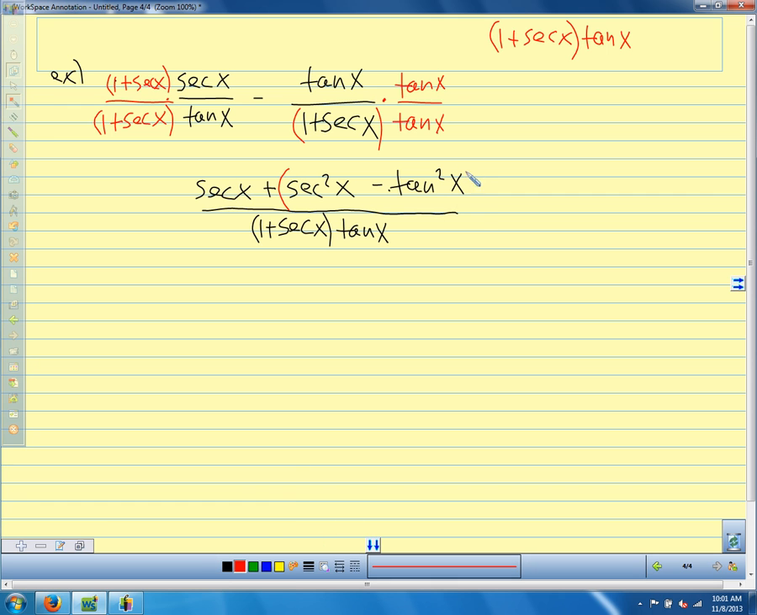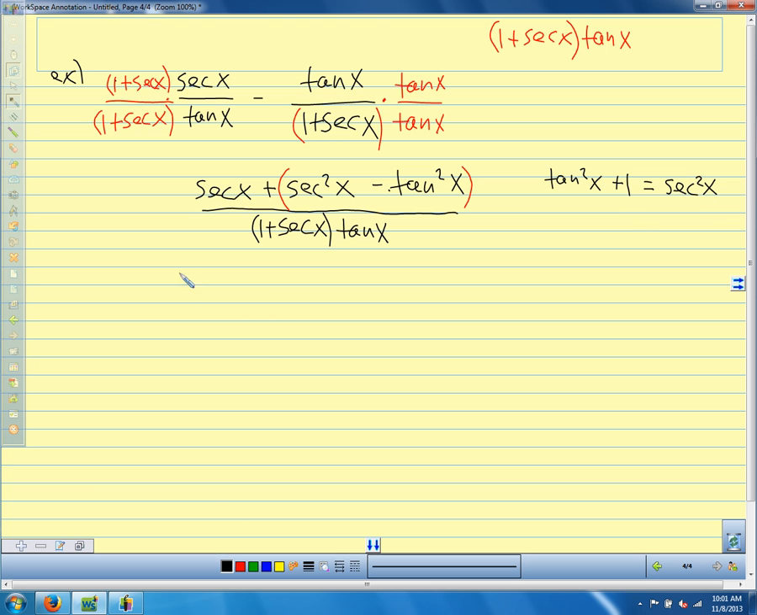Let me do this. Don't we have an identity that relates tangent squared and secant squared? That equals 1. This gives us 1 because tangent squared x plus 1 equals secant squared x. So if I subtract tangent squared x from both sides, I just get 1.